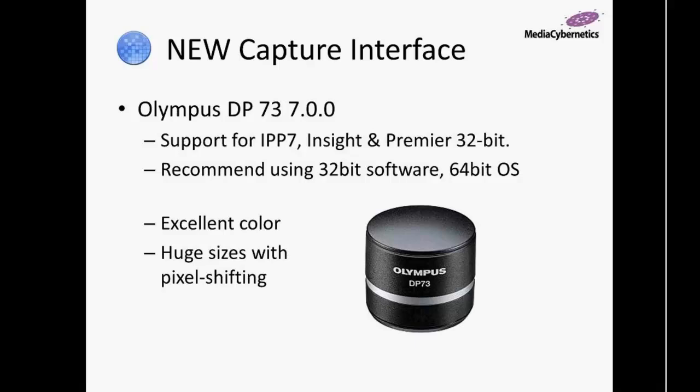We recommend using this with the 32-bit software of Image Pro Premiere, but we recommend a 64-bit operating system and computer there. So this Olympus DP73 with excellent color and huge pixel sizes using their pixel shifting technology, now available in Image Pro Premiere, specifically for the 32-bit version, and again for our Insight and Image Pro Plus customers as well. This will be releasing and posting on our website this week.